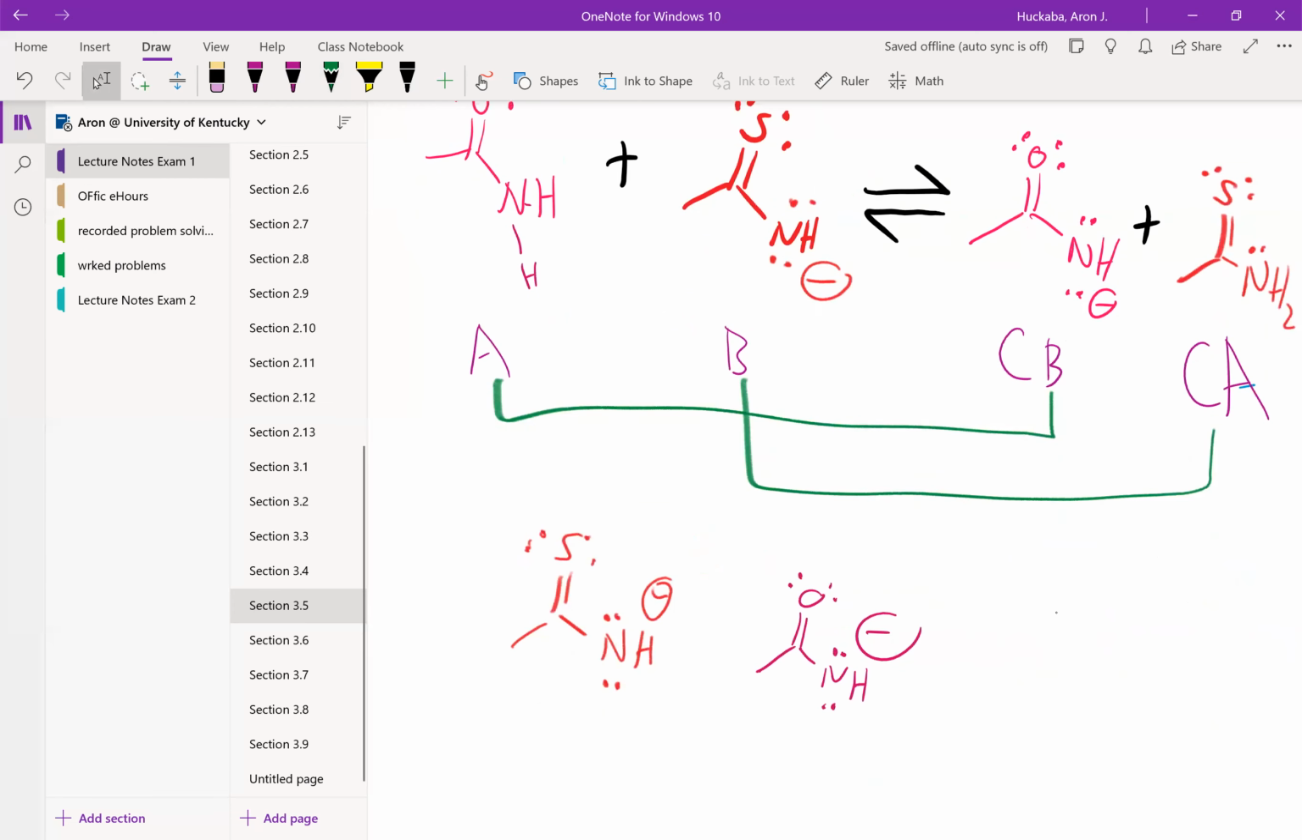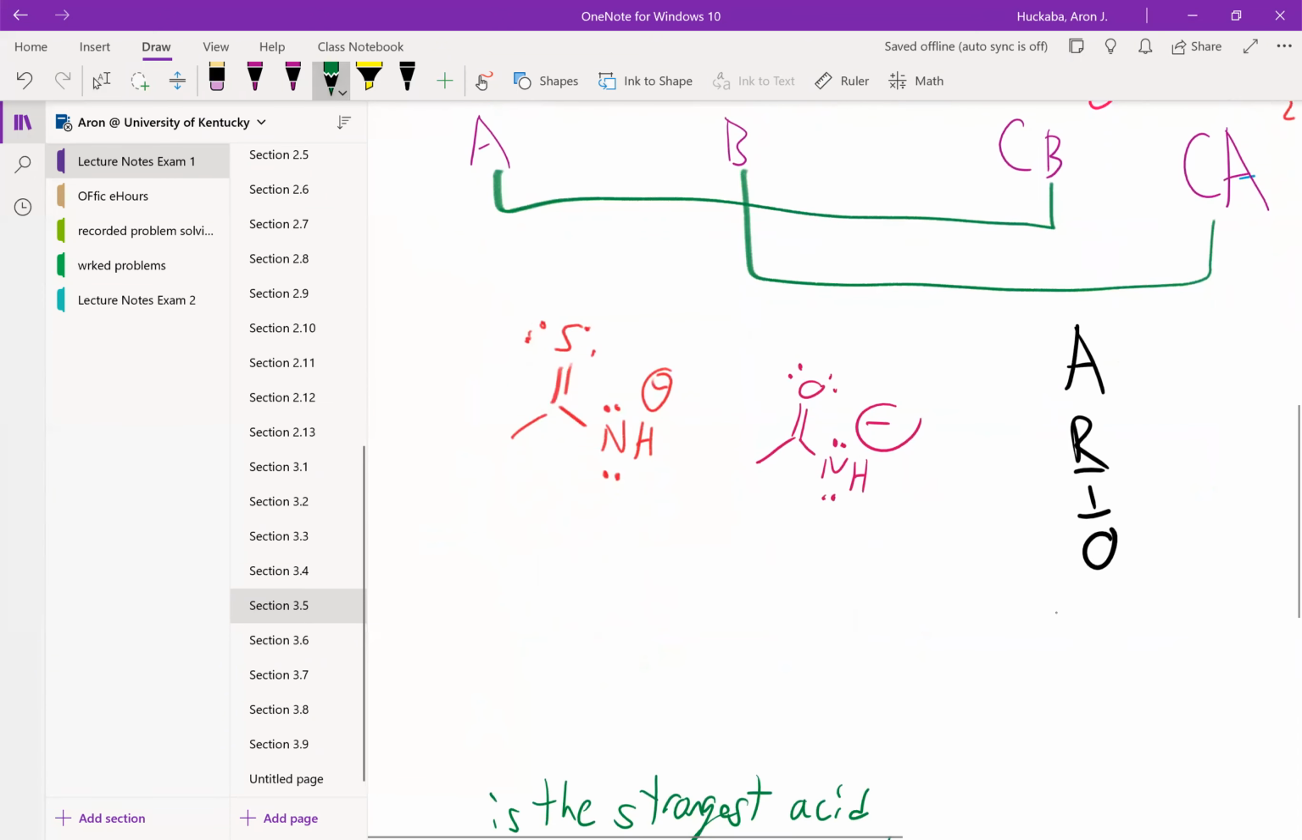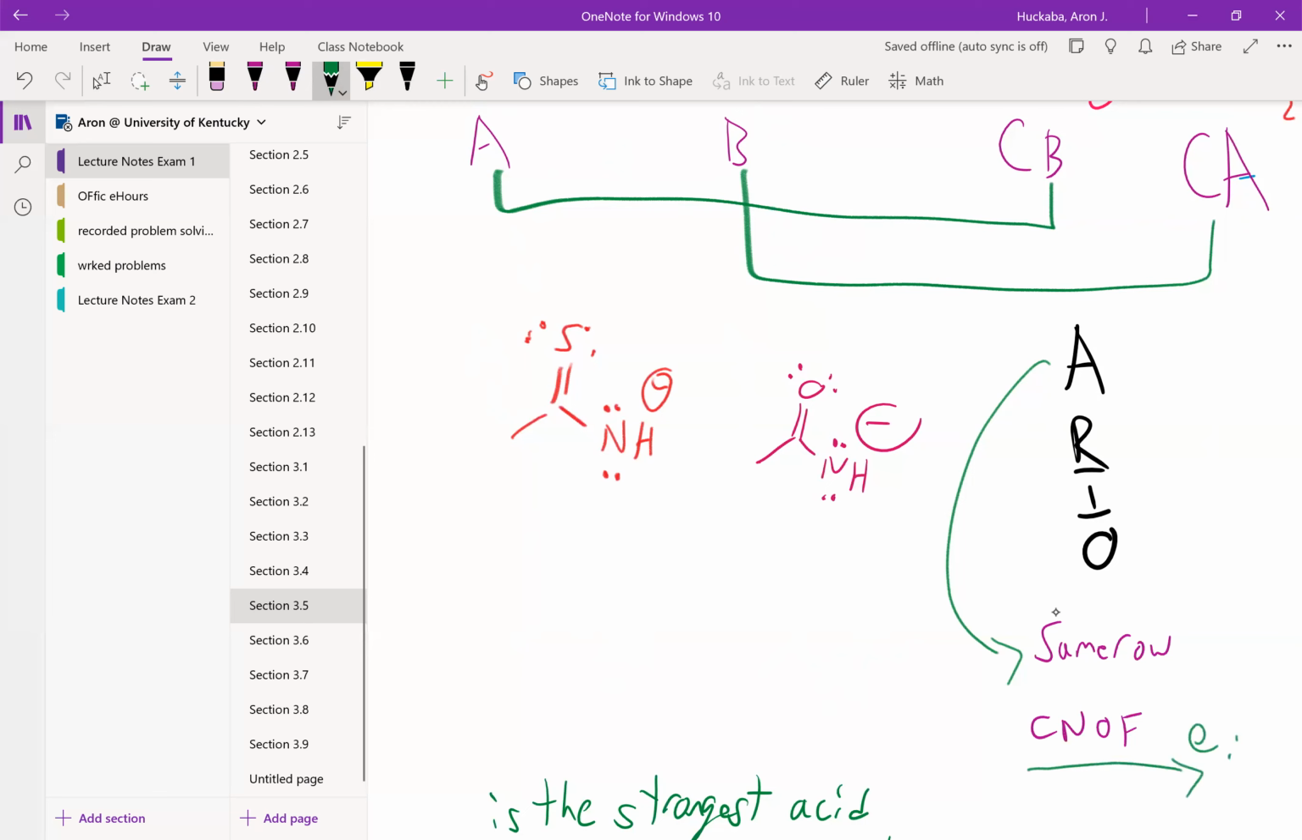All right. So here we are. We have these drawn. And we can really just use our REO rules now to determine which is most stable. So atom differences first. Remember, in the atom differences, we're looking at differences in the same row. So the same row, we're talking carbon, nitrogen, oxygen, fluorine, we're looking at differences of electronegativity, right?